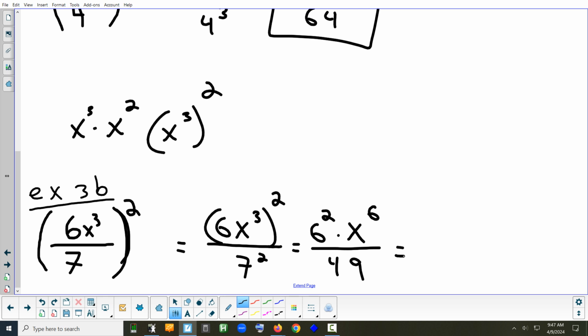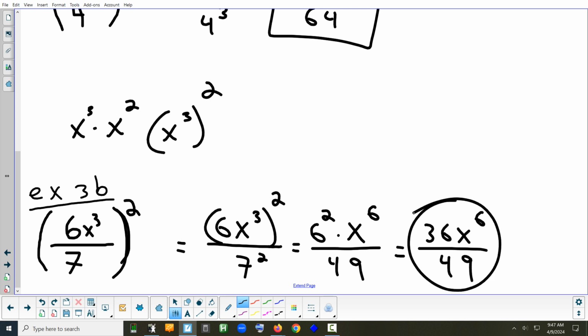And now we can simplify what's in front of x to the 6th. What's 6 squared? 144. That's 12 squared. 49. That's 7 squared. What's 6 times 6? 36. 36 x to the 6th over 49. Okay, this takes a little practice to get good at them. Any question on that?